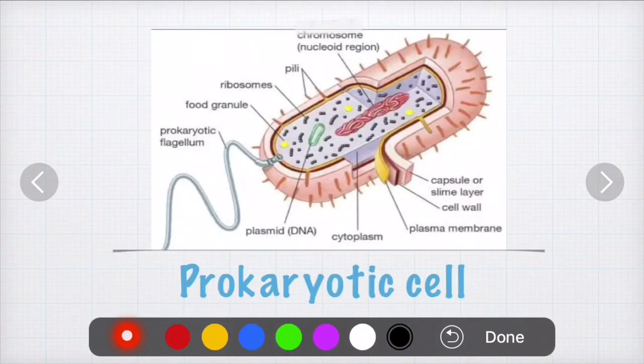This is the typical picture that shows the prokaryotic cell, or this is one of the examples for the bacterial cell also. Here we can see the DNA is naked, around which there is no membrane. Hence it is referred to as a prokaryotic cell.